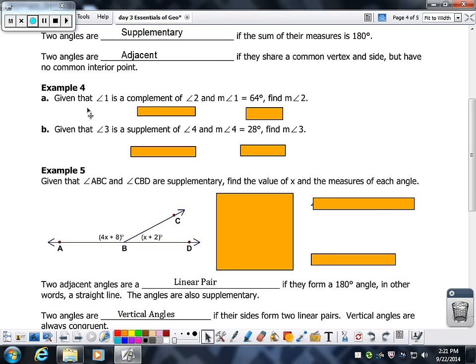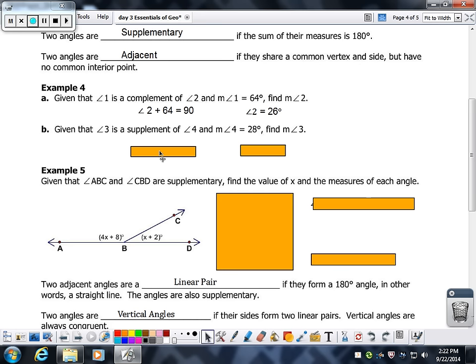Example 4, given that angle 1 is a complement of angle 2 and angle 1 equals 64 degrees, find angle 2. So what that means is angle 1 plus angle 2 is going to equal 90 degrees. Therefore, if angle 2 plus 64 equals 90, we can subtract 64 from both sides and find that angle 2 equals 26 degrees.